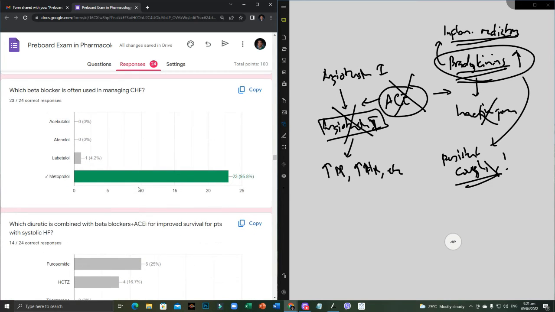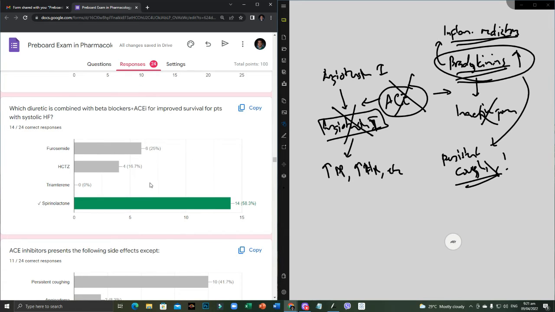Next question. Which beta blocker is often used in managing CHF? Okay, so very good. We have here metoprolol. Metoprolol and esmolol are the drugs of choice for managing CHF. So these are the two beta-1 blockers that are well known to be a good option for CHF.